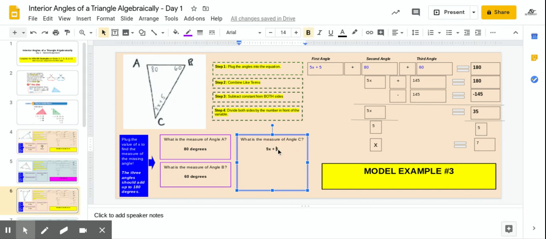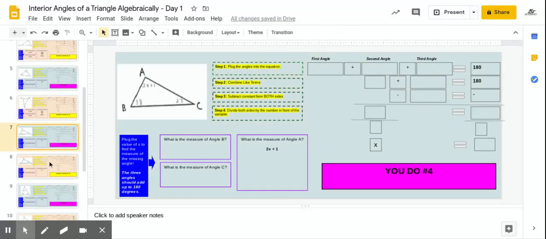Here's our expression. So I now know what x is equal to, so I'm going to plug in my value of x, which is 7. And then I'm going to simplify. First, I have to multiply before I add. So 5 times 7 is 35. 35 plus 5 is 40. So the measure of angle C is 40 degrees. Again, we can check ourselves. Add up all these angle measures and see if your sum is 180. In this case, it is, so we know we are correct.